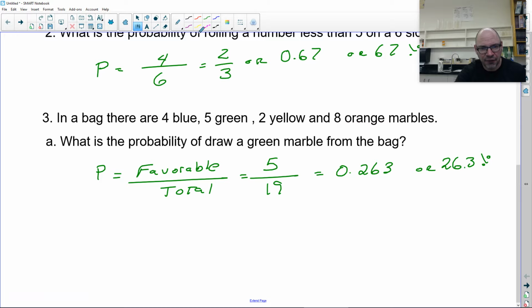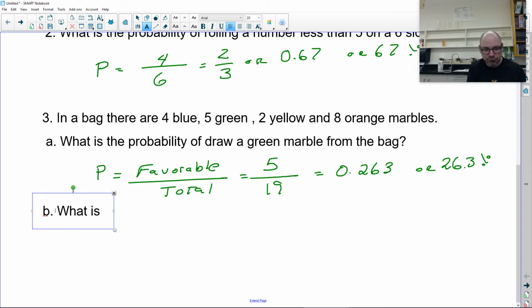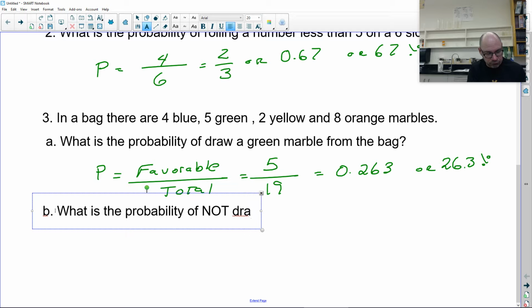Okay, so one thing they'll try to do is they'll try to trick you sometimes, and they'll throw in a word like not. So let's do one like that. So what is the probability of not drawing a yellow marble from the bag?